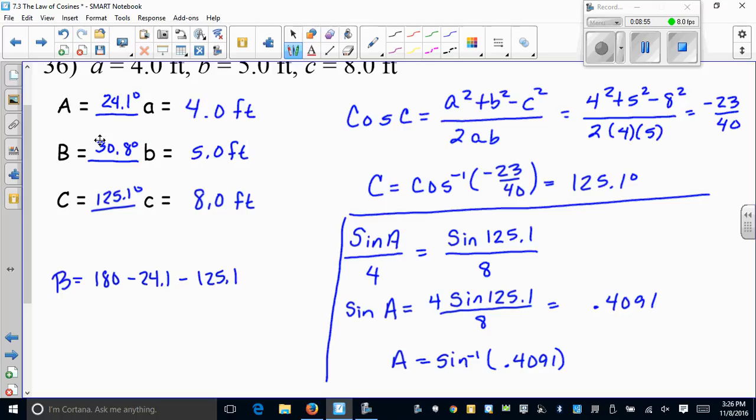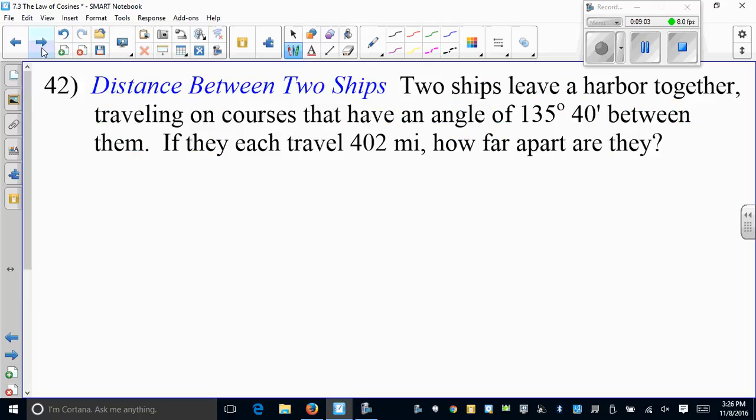Okay, so let's mix it up a little bit and give you a word problem. Distance between two ships. Two ships leave a harbor together, traveling on courses that have an angle of 135 degrees between them. So we don't have to worry about any kind of bearing on this. We just know that two ships went two different separate ways, and there's 135 degrees between the two of them.